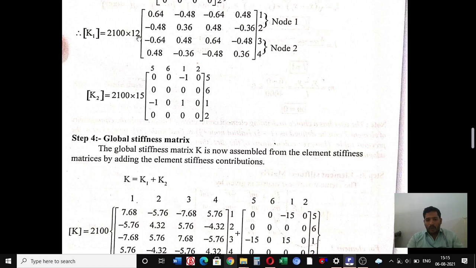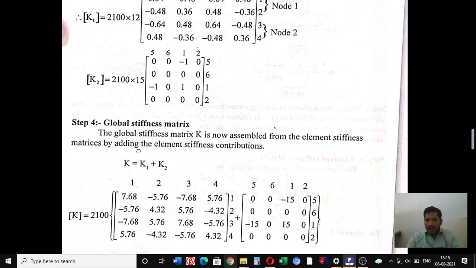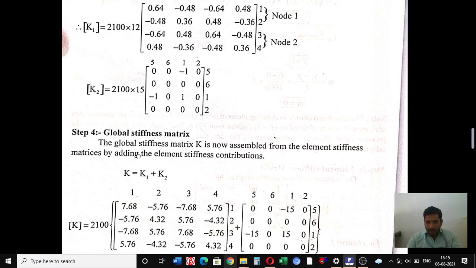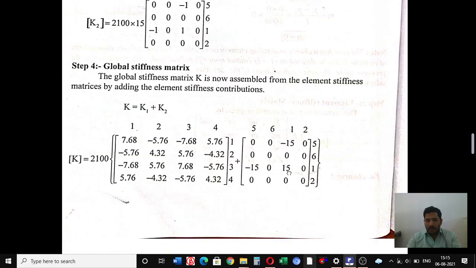Okay, if you multiply 12 with minus 0.64 then you will get the value minus 7.68. If you multiply 12 with the whole value then it becomes this figure. Again remember, we need to multiply in K2, 15 into the whole matrix. 15 into 0 becomes 0. 15 into minus 1 becomes minus 15. And 15 into minus 1, minus 15. 15 into 1 becomes 15 only.